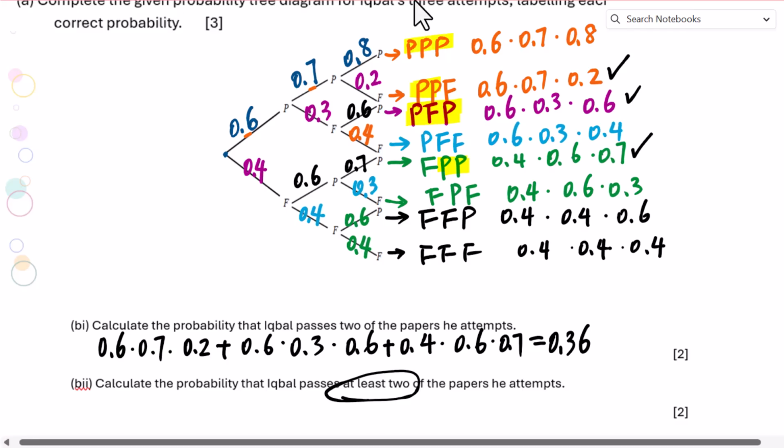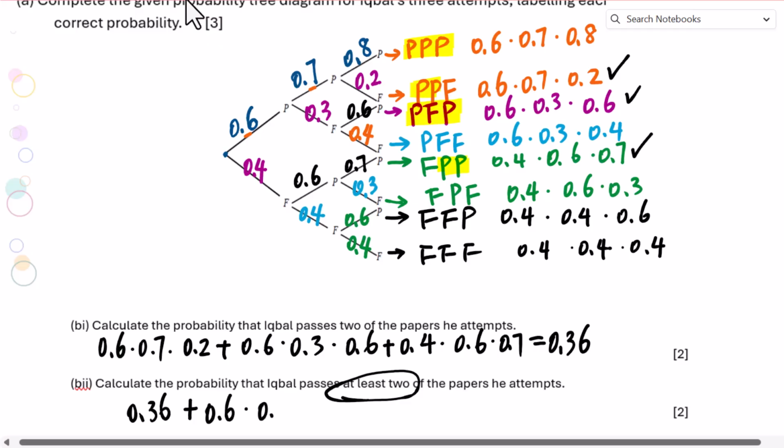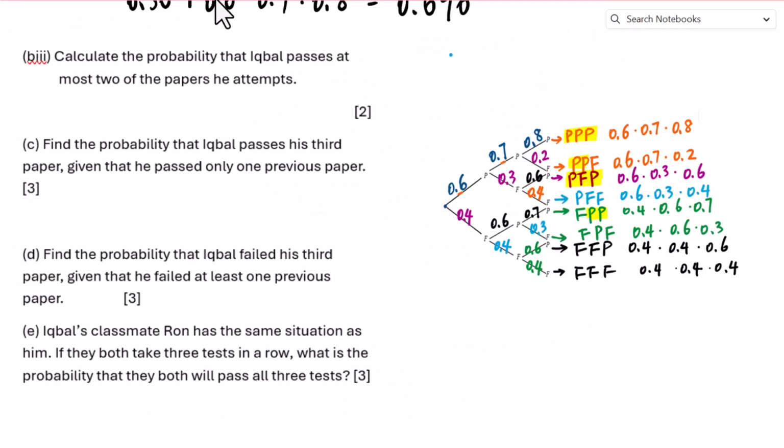B2, calculate the probability that Iqbal passes at least 2 of the papers he attempts, which means you need to add PPP. So, based on B1, we need to add 0.6 times 0.7 times 0.8 equals 0.696.